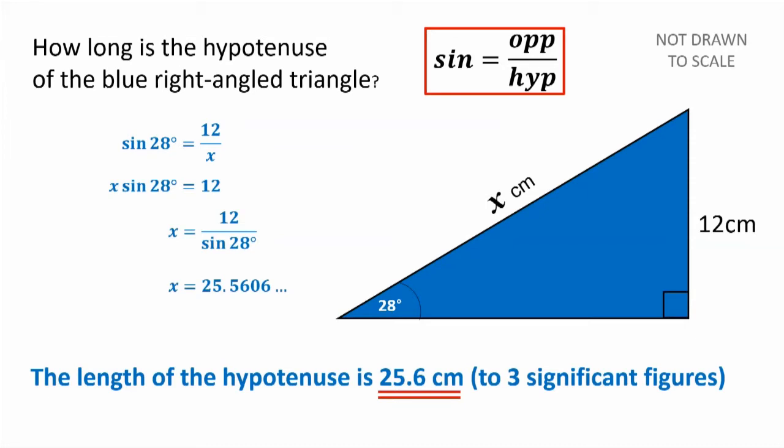25.6, if the opposite there is 12, could the hypotenuse be 25.6? Well, 28 is quite a small angle, so yes, I can believe that could be true.